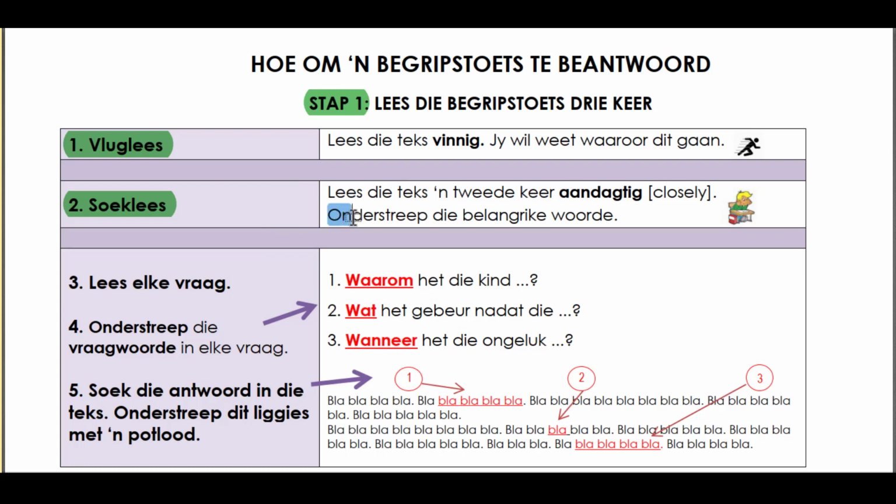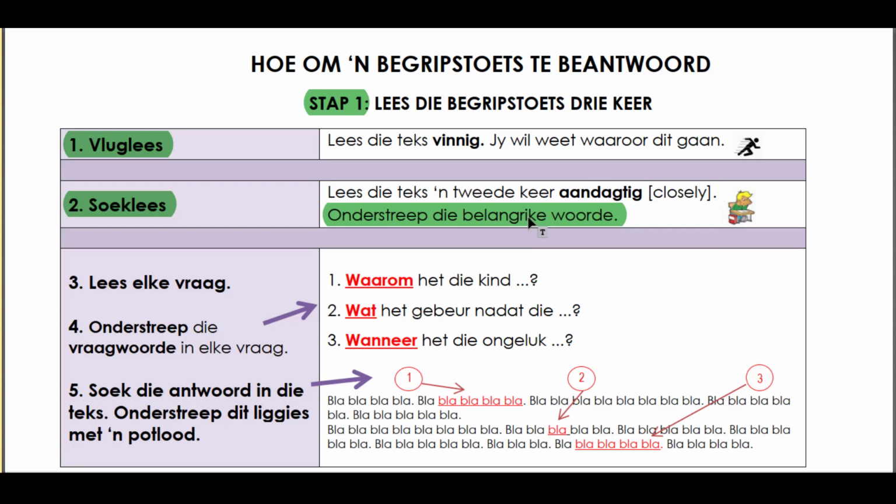onderstreep die belangrike woorde. So first we've read it to get an idea of what's going on. Now we are going to read it carefully and closely in detail, and we are going to underline words that are important to us. So here it can be words that you understand from the passage. It can be words that you don't understand from the passage. It can be words that indicate a certain detail, like the person's emotions, the action that's been happening, what happened next. All of these can be underlined.